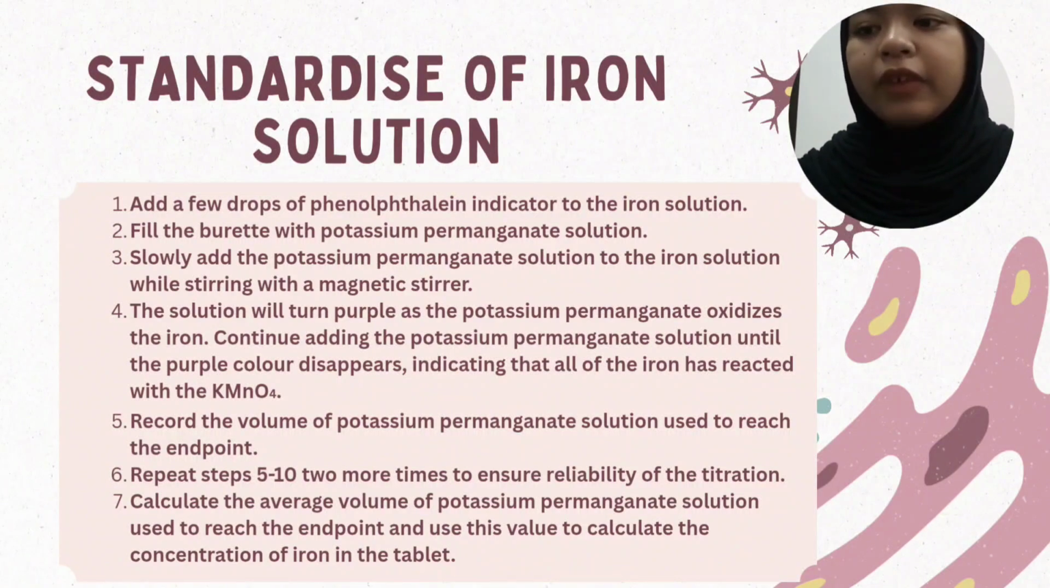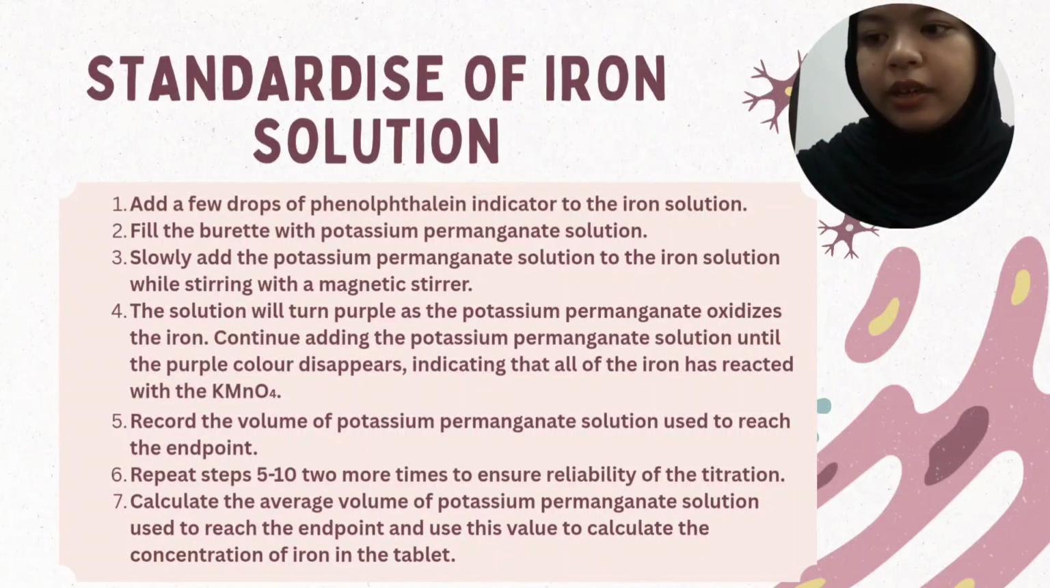Repeat steps 5 until 10 2 more times to ensure reliability of the titration. Lastly, calculate the average volume of potassium permanganate solution used to reach the endpoint and use this value to calculate the concentration of iron in the tablet.